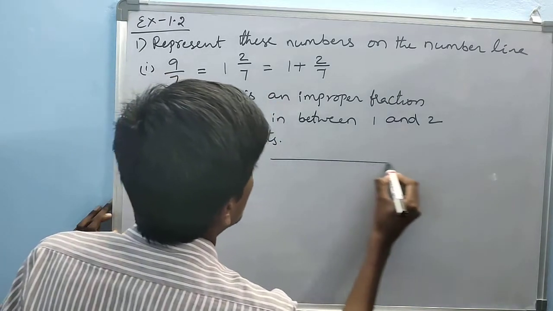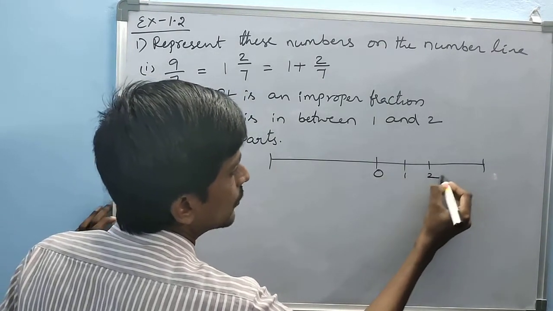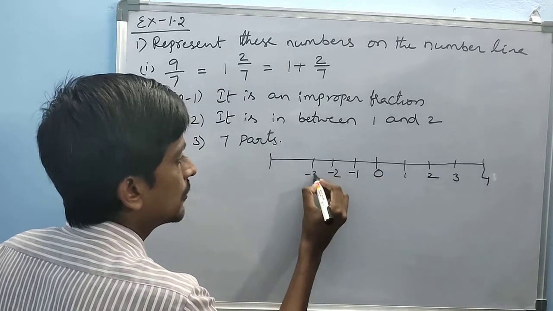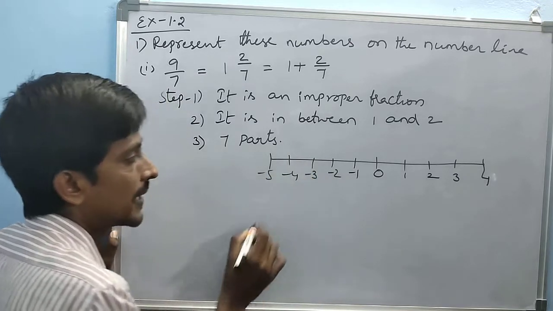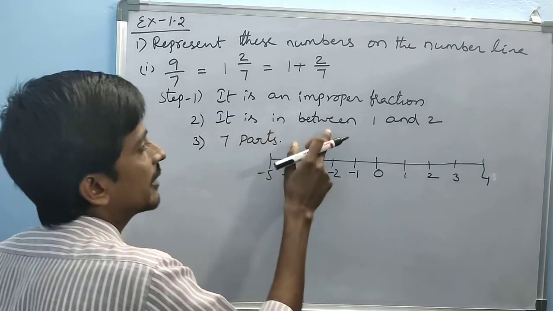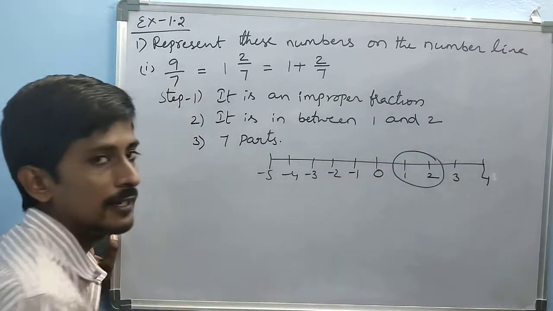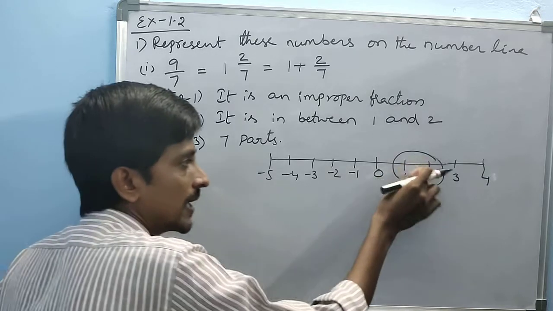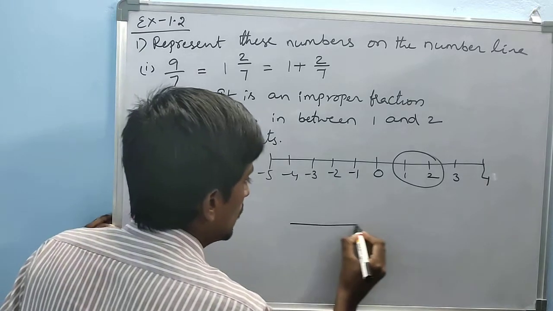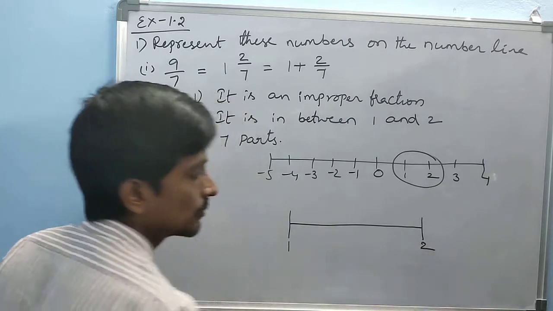So first you take the general number line. Means 0, 1, 2, 3, 4, minus 1, minus 2, minus 3, minus 4, minus 5 and so on. This is the general number line. First step, it is in between which numbers? 1 and 2. So mark the 1 and 2. This 1 and 2 part can be enlarged. So this is 1 and this is 2.